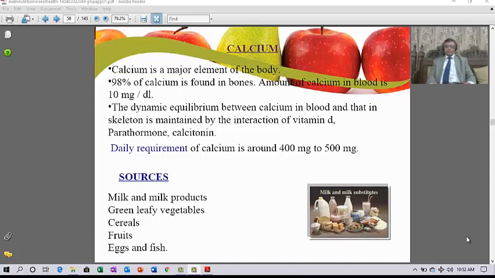98% of calcium is found in bones. The amount of calcium in blood is 10 mg per 100 ml. The dynamic equilibrium between calcium in blood and that in the skeleton is maintained by the interaction of vitamin D, parathormone and calcitonin. Sources are milk and milk products. You are well aware of the sources: green leafy vegetables, cereals, fruits, eggs and fish.